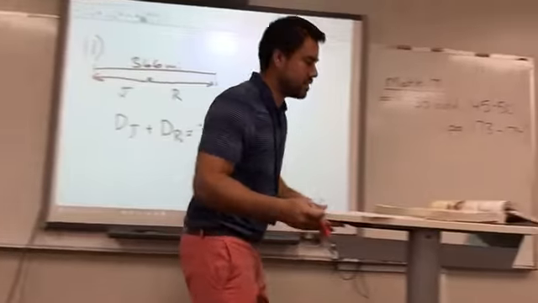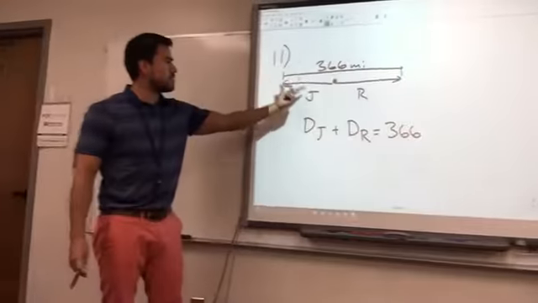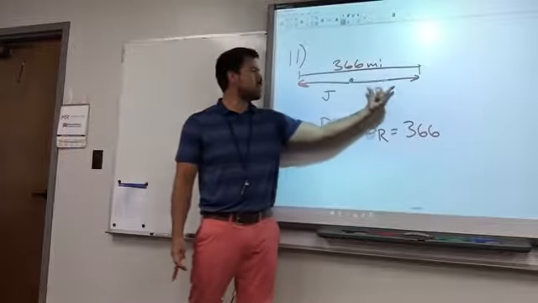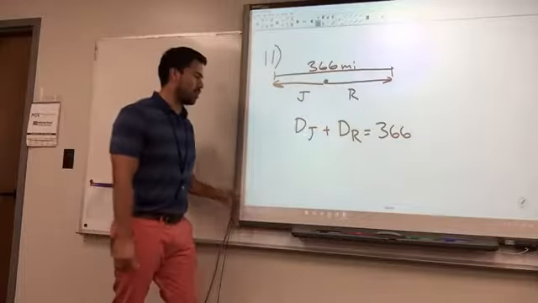It's going to give me 366 miles. That's what I know it's going to have to get. So the distance of Jessica plus the distance of Ryan is going to have to equal 366. That's key. All right, and then the chart.